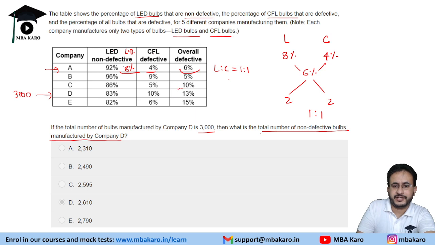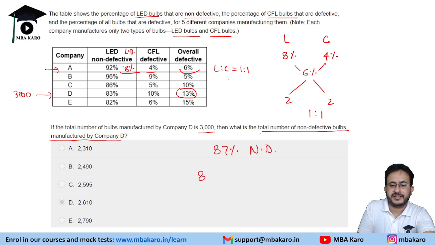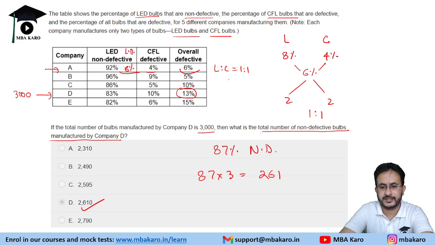Okay, so there are 13% defective. So that means 87% is non-defective. 87 into 3 is 261. So 2610 is the answer. So not every question is that difficult in this set.